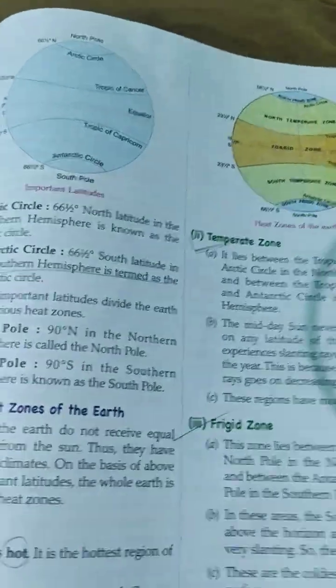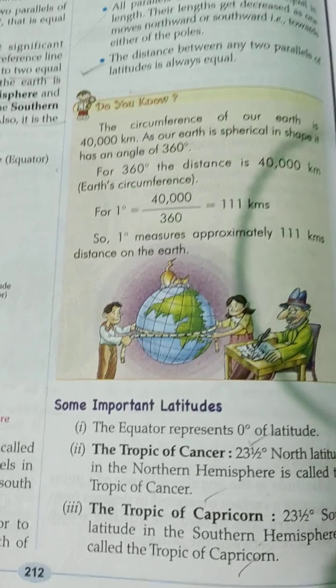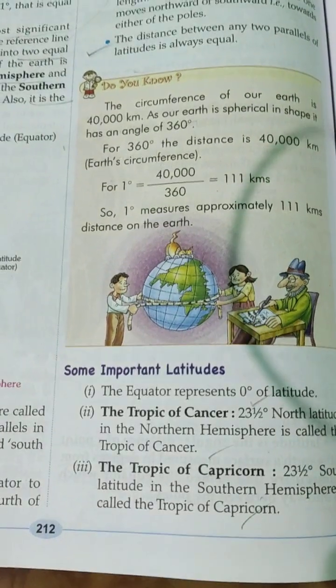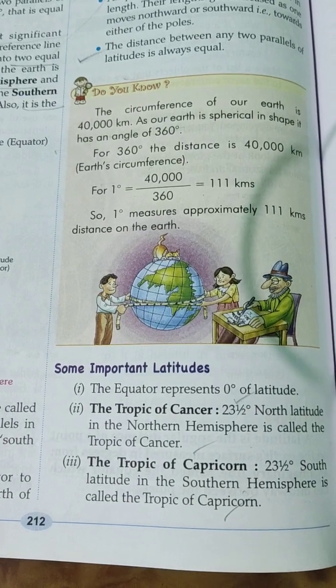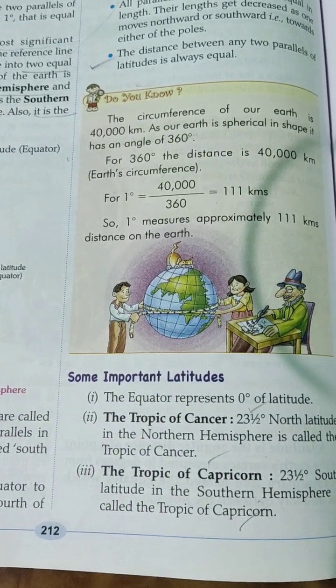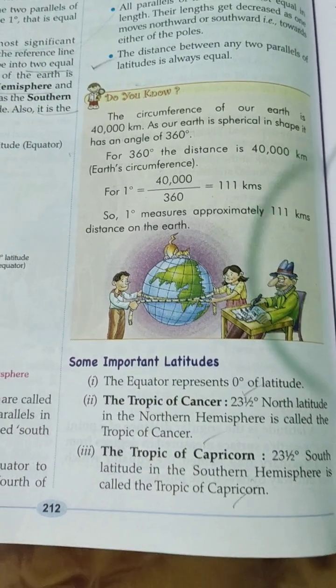All of you open page number 212. Children, today we are going to discuss some important latitudes, climatic or heat zones of the earth. So let's start, children.